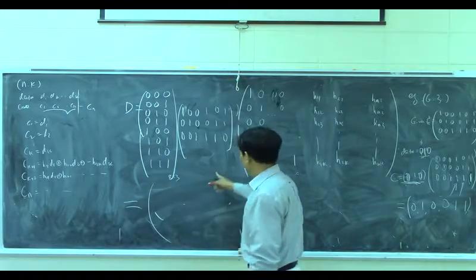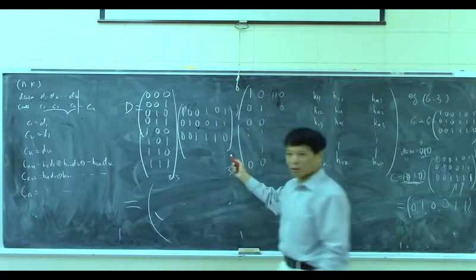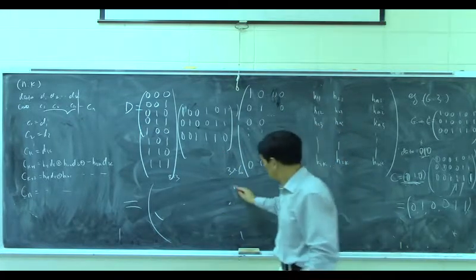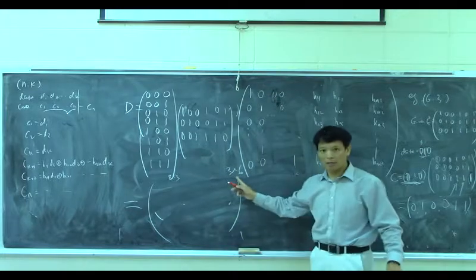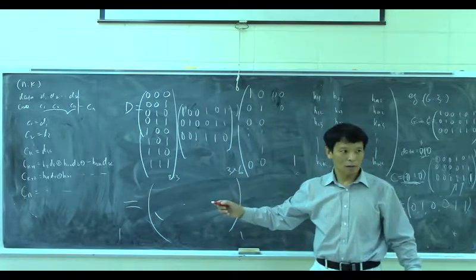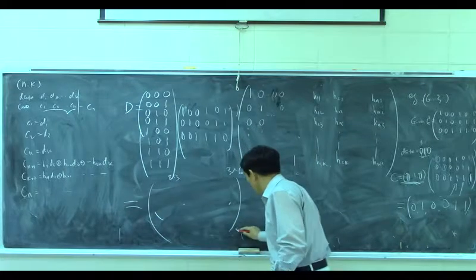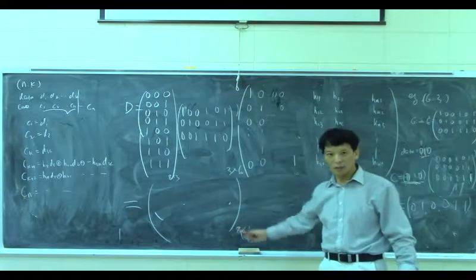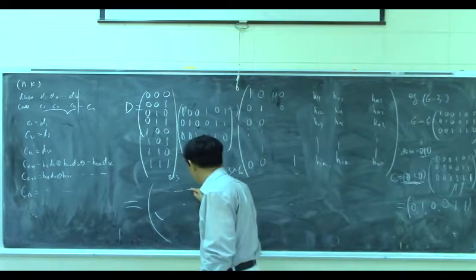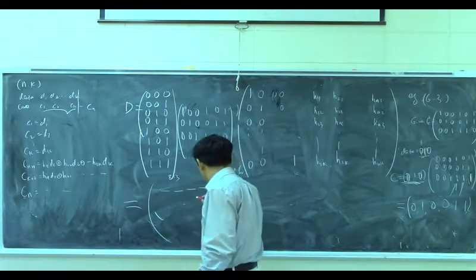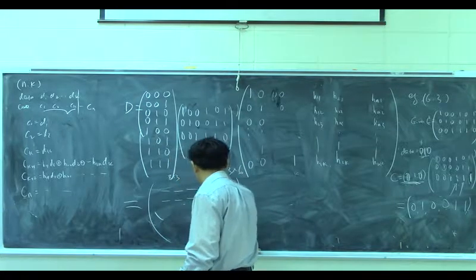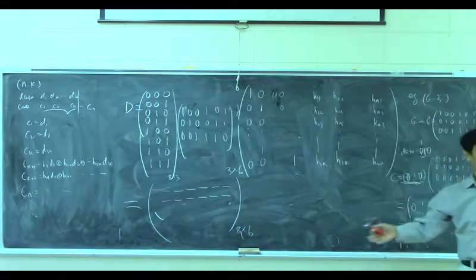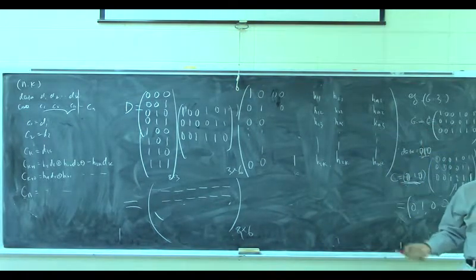This is 8 by 3, this is 3 by 6. So what is the result? How large is the output matrix? 8 by 3 times 3 by 6 will be 8 by 6. So that means we are going to have 8 rows and 6 columns, 1, 2, 3, 4, 5, 6, and so on. We have 8 rows corresponding to 8 codes for the 8 data.